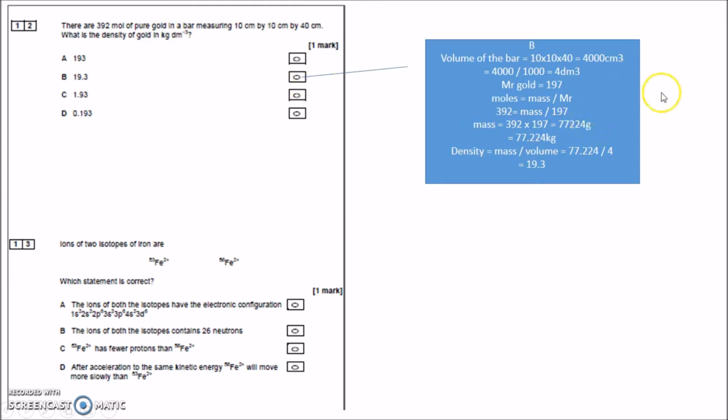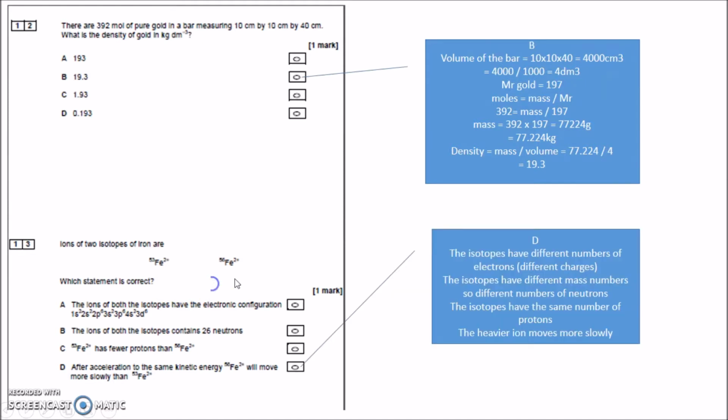So to get grams into a larger unit of kilograms, I divide by 1,000. 77224 divided by 1,000 is 77.224 kilograms. Density is mass divided by volume. So my mass is 77.224 divided by my volume of 4 decimetre cubed, which gives 19.3. The answer is B.